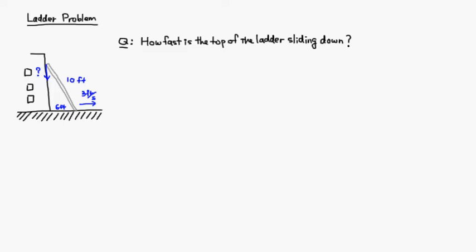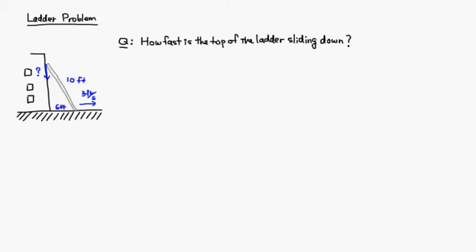Okay, let's look at the ladder problem. Here's the situation. You have a vertical wall and the ground, and a 10-foot ladder is placed against the building. The bottom of the ladder is sliding away from the building at the rate of 3 feet per second. The question is, how fast is the top of the ladder sliding down when the bottom of the ladder is 6 feet away from the bottom of the building? So that's the situation.